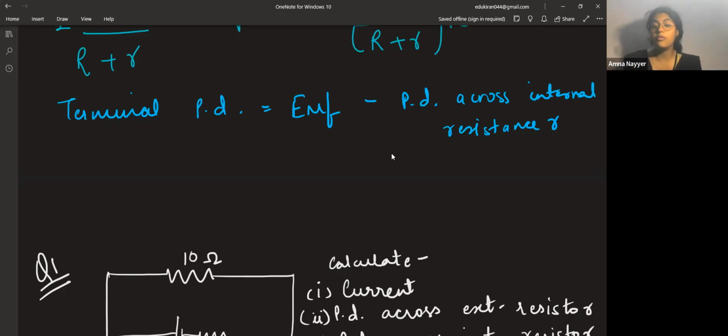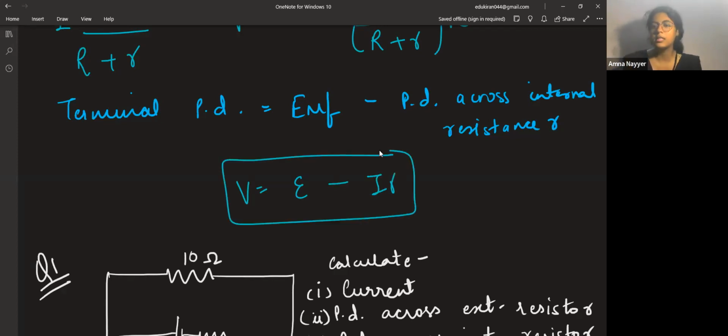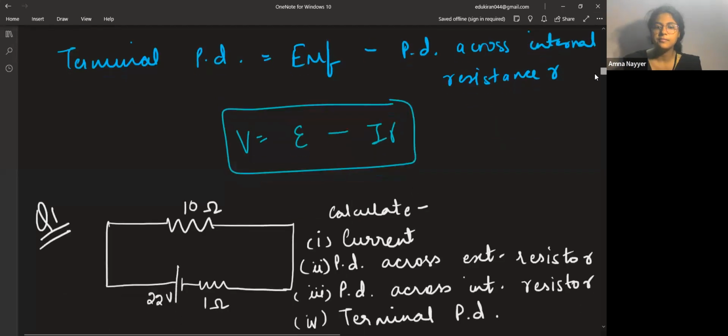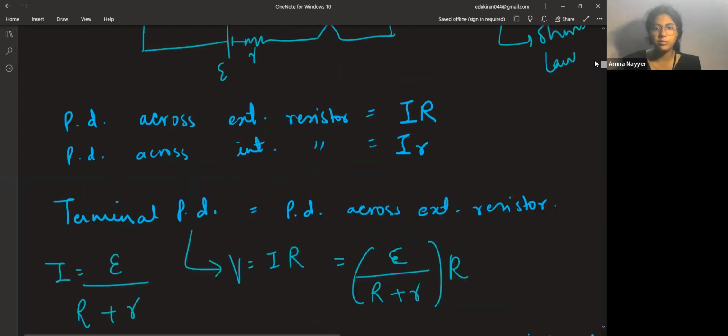So one more very important formula that is used a lot is E minus, what is the potential difference across the internal resistance? I into small r. This formula is also used a lot. All right, E minus Ir. We'll see a question also based on this. With this question, let's see. First, write down this point.